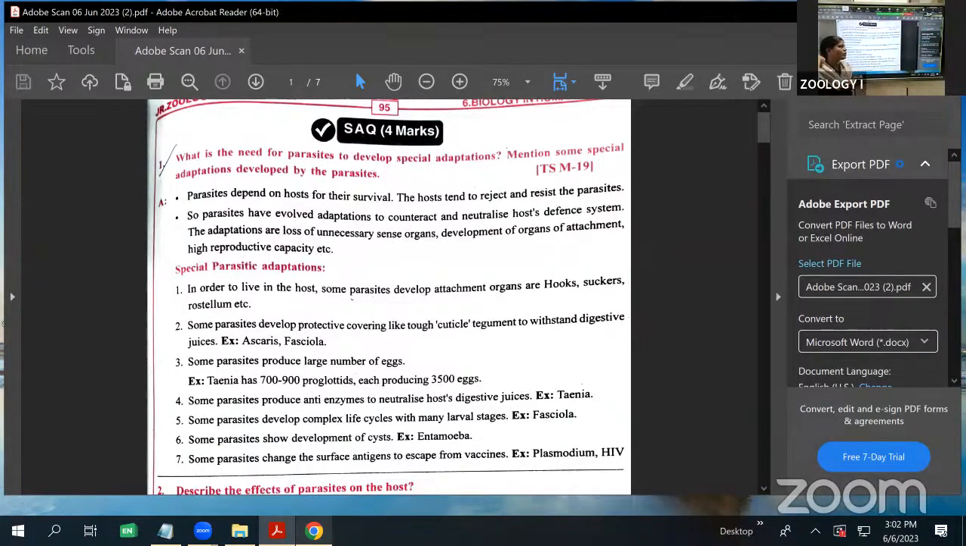Good afternoon. Welcome back to Zoology first year class. We are in the SAQs already in the fifth lesson, locomotion and reproduction.